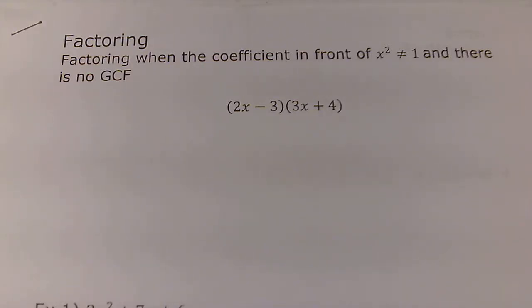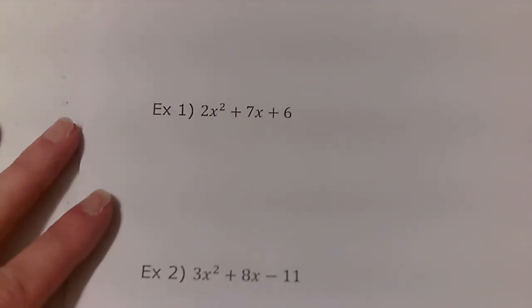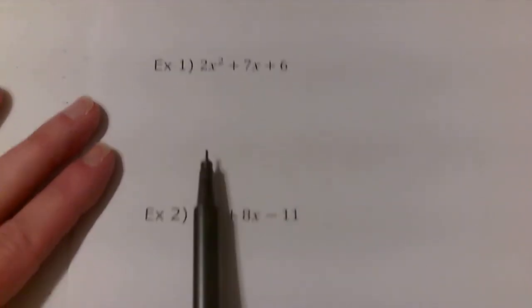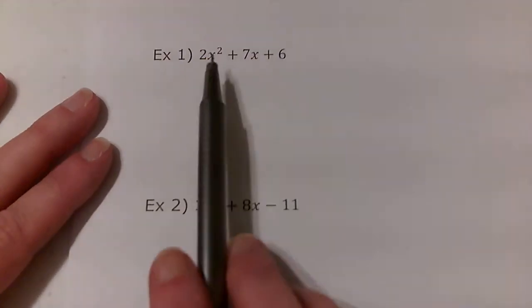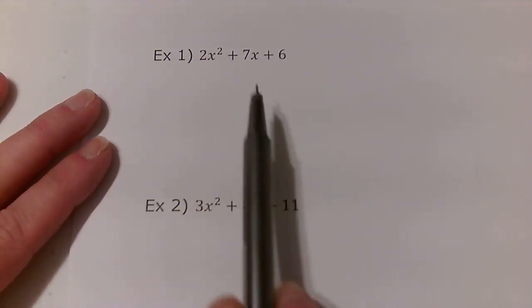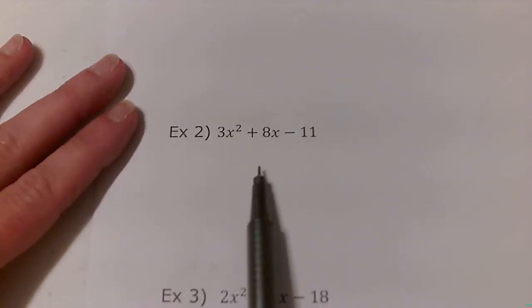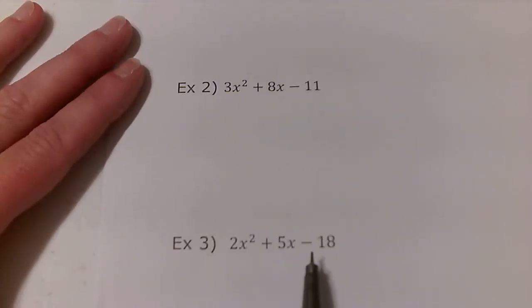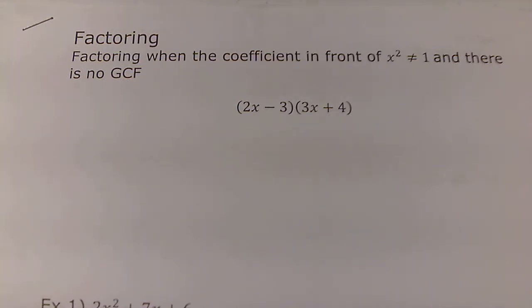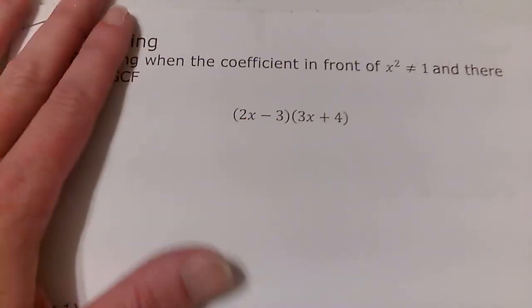Next, we're going to look at factoring when the coefficient in front of x squared is not 1, like the examples on this page. So notice the number in front of x squared is not a 1. And also, these aren't all divisible by 2, so I can't factor out a GCF on any of them. So what do we do?